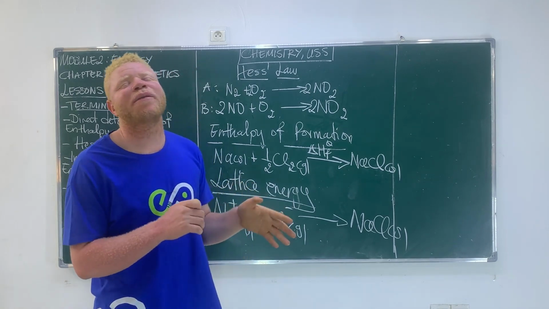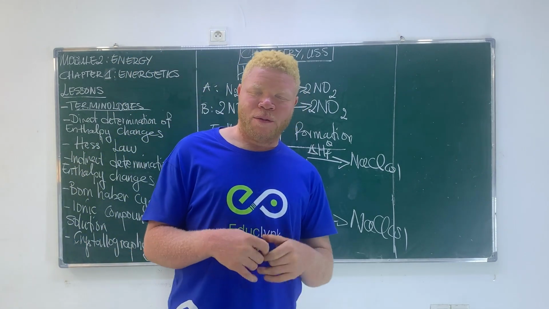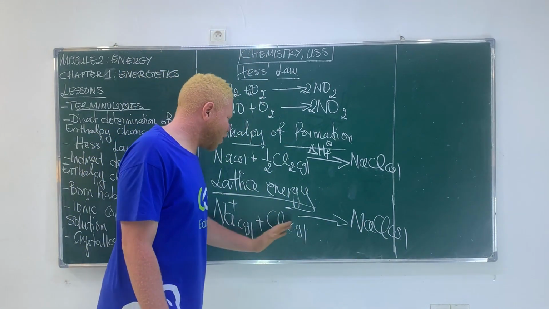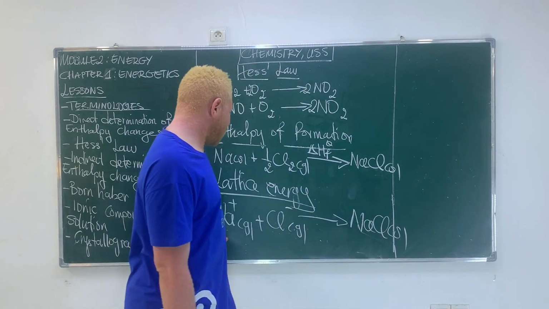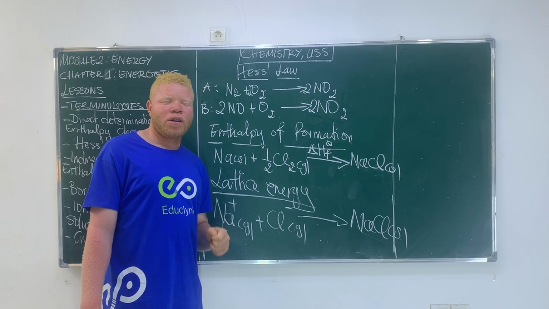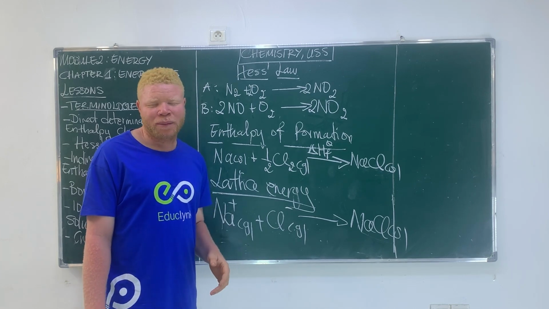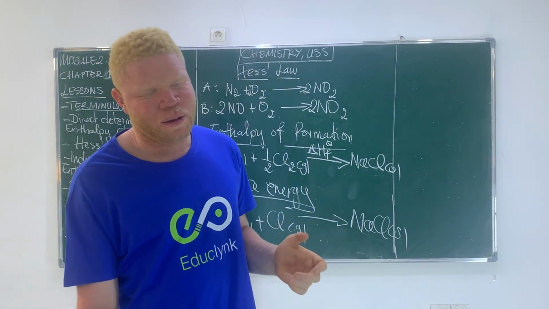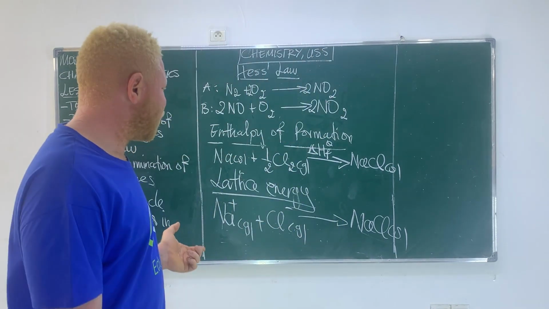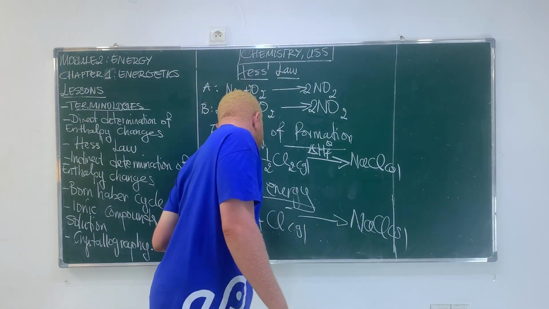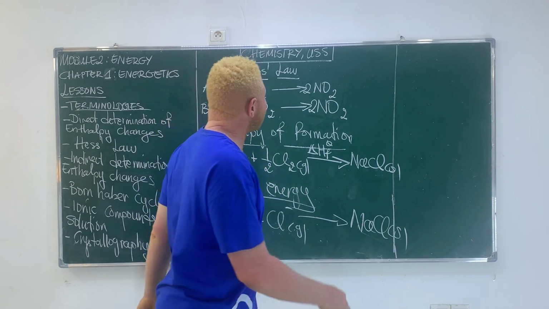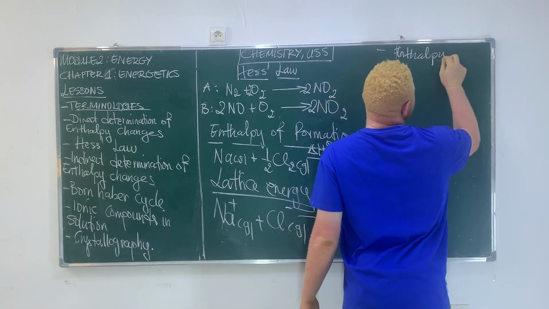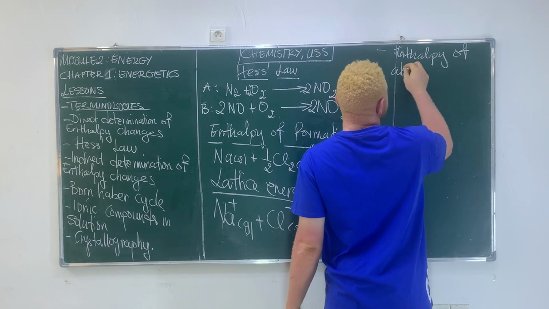What is the difference between the enthalpy of formation and the lattice energy? I've already defined the enthalpy of formation. The lattice energy is simply the enthalpy change when an ionic compound is formed from its constituent gaseous ions under standard conditions of temperature and pressure, that is 0 degrees and 1 atmosphere. So this is the enthalpy of formation and the lattice energy. Now I'm going to discuss the enthalpy of atomization.